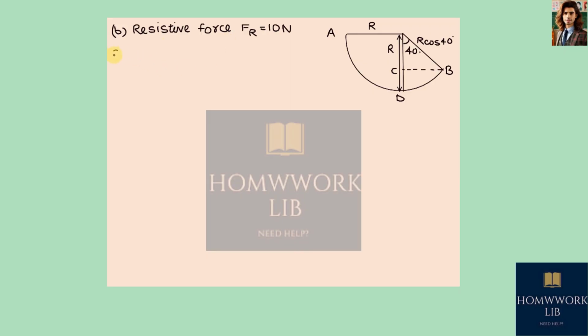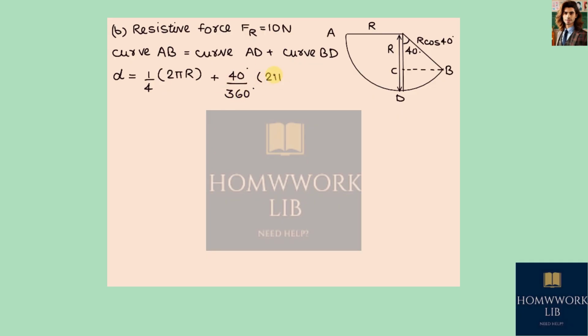So let us consider the distance of curve AB. It is equal to curve AD plus curve BD. So here, let us denote curve AB by d. This is equal to 1 by 4th times 2 pi r plus 40 degree divided by 360 degree into 2 pi r.